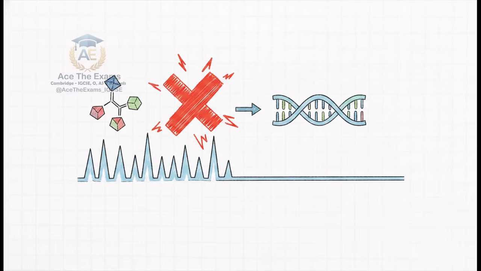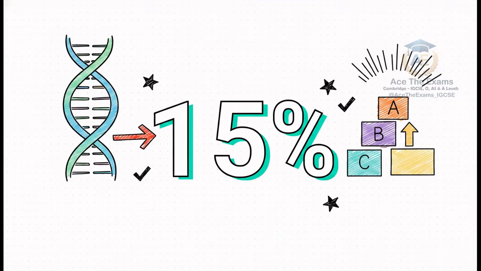Literally, top-tier students lose their A-star right here. And it's not because they didn't know the science, it's because they didn't know how to structure their logic. And honestly, the stakes couldn't be higher for this one. Topic 6.1, DNA double helix structure and complementary base pairing, doesn't just pop up for a measly mark or two. No, it accounts for approximately 15% of the total marks in biology paper 2.